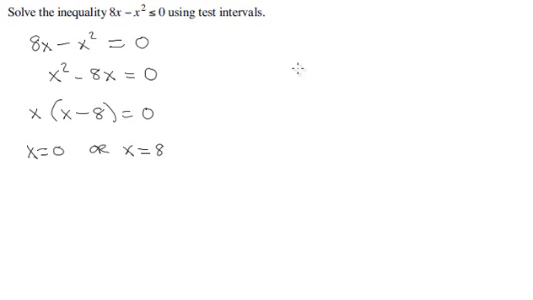So the idea is that this thing, which is a parabola, and you can see that it opens down because it's got the minus x squared in it, has an x-intercept at 0, and another one at positive 8. Those are the two places where it crosses the x-axis.